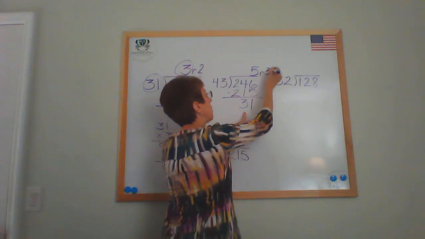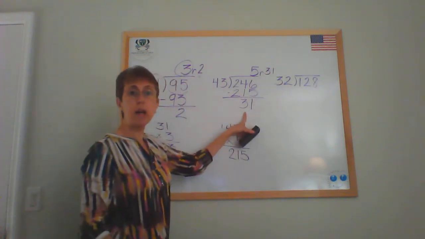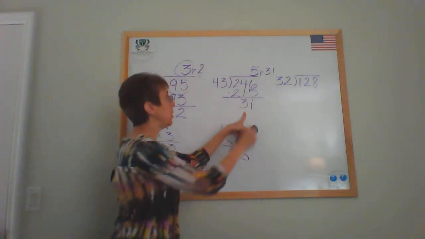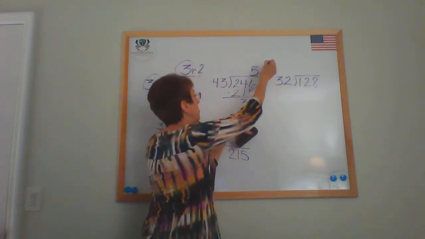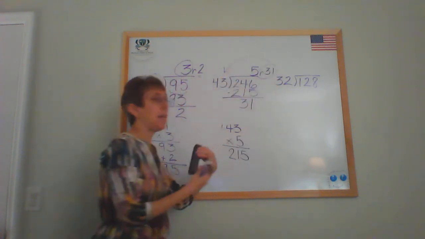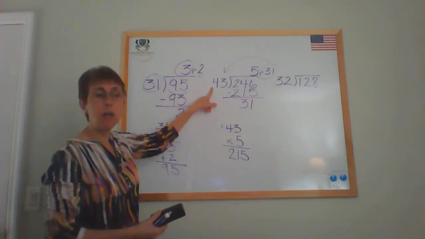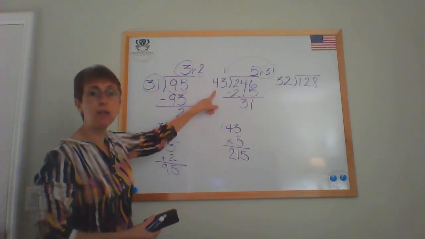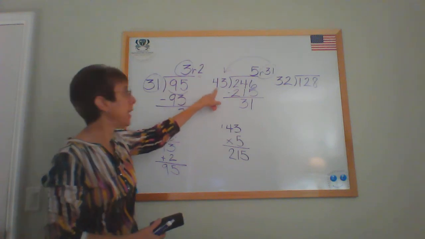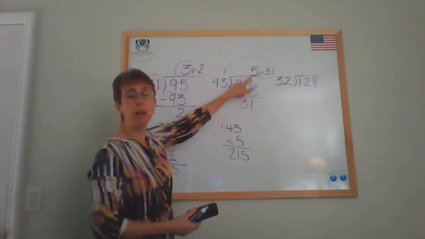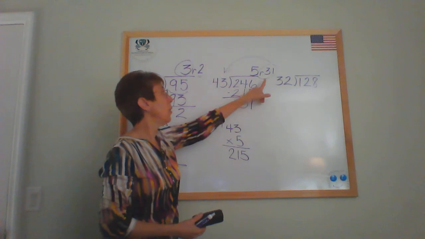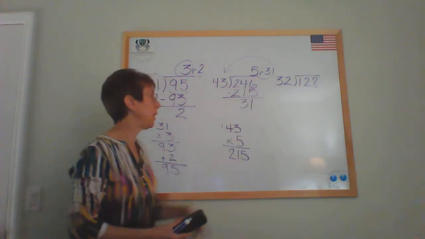31 becomes the remainder. And yes, you can have a remainder of 31. Remember, as long as your remainder is less than your divisor, it's acceptable. It has to be less than the divisor. If it's the same as the divisor or higher, it means you didn't go high enough here with your quotient. Okay, so a remainder of 31 is correct.